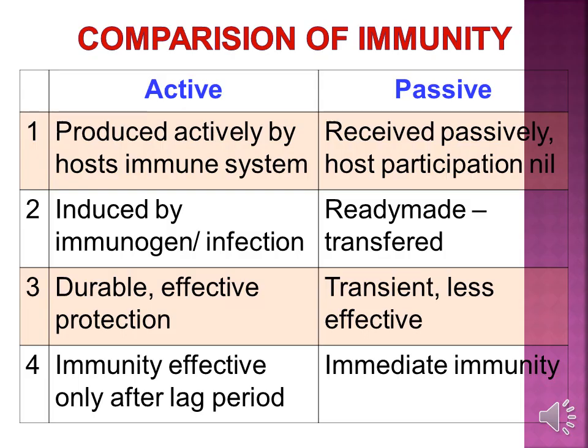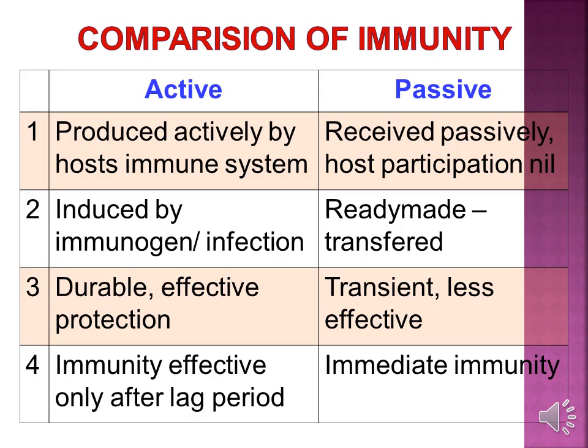So now we'll see a comparison of active and passive immunity. Active immunity is produced actively by the host immune system. So host participation is required in active immunity, induced by an immunogen or infection. It is durable and effective protection, and immunity is effective only after a lag period. Some period is required to build up the immunity, that is, the production of antibodies. So that is called the lag period.